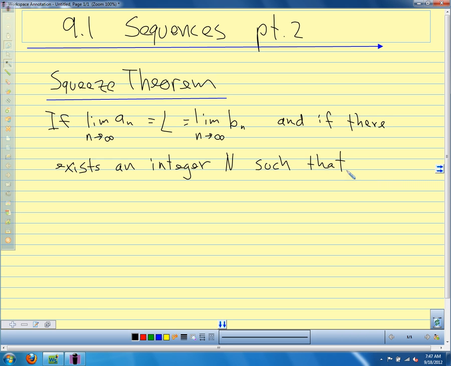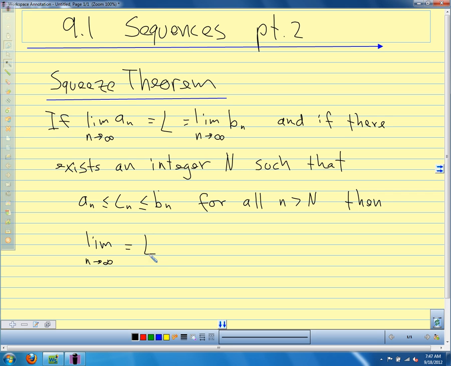such that after we get to a certain term in our sequences, our nth term in the A sequence is less than some other value, and it's also less than our nth term for our B sequence. So whenever we count out past this certain value of n, then the limit of our C sequence as n approaches infinity also equals L.